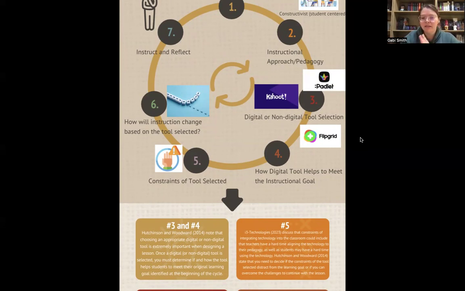And then I3 Technologies discussed that constraints of integrating technology into the classroom could include that students have a hard time using the technology or are uncomfortable with the technology, right? Or it could be that teachers are having a hard time aligning the technology with their pedagogy, which I think really goes nicely with step number 4, right? We need to understand how the tool helps meet the instructional goal. And if we're having a hard time finding that, maybe it's not the correct tool.